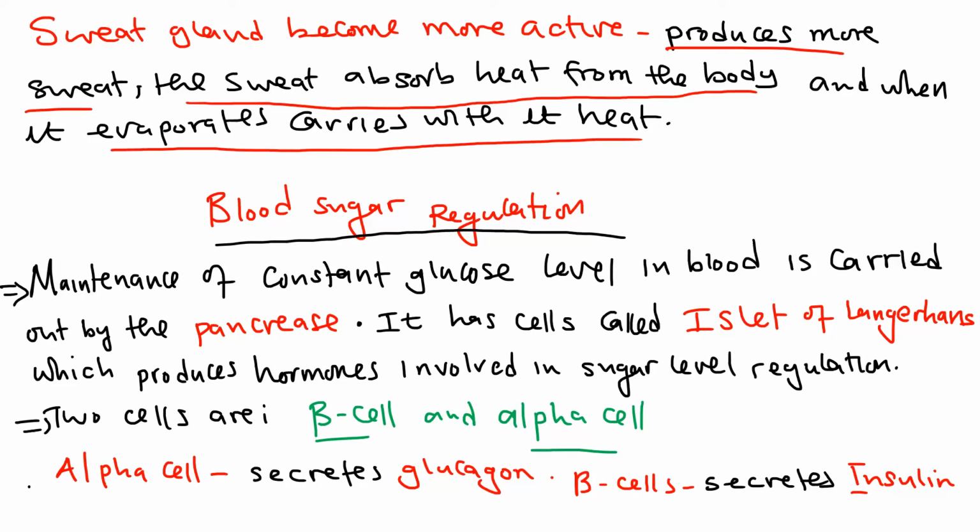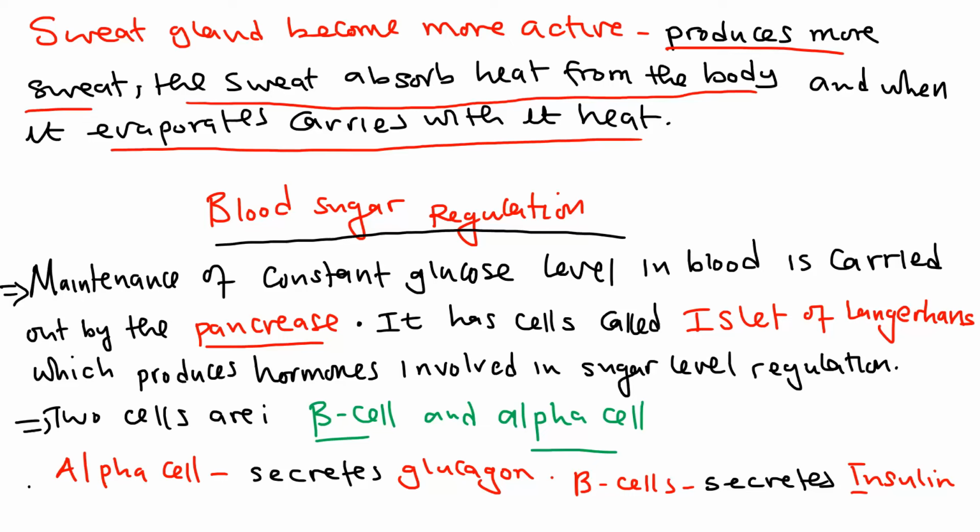To regulate means to be kept at a normal level. Okay, so how is that done? The maintenance of blood sugar level in the blood is carried out by the pancreas. So the pancreas carries out the regulation of blood sugar level.